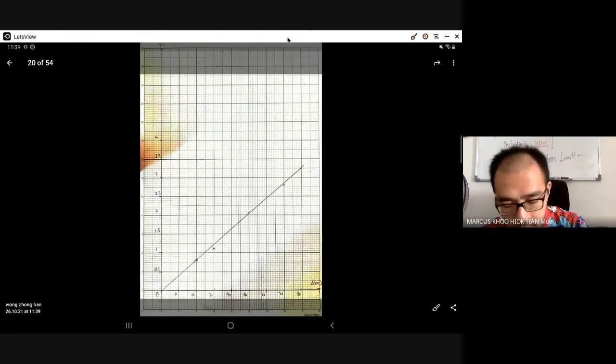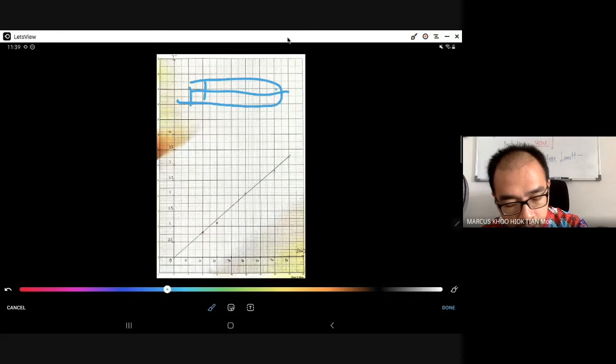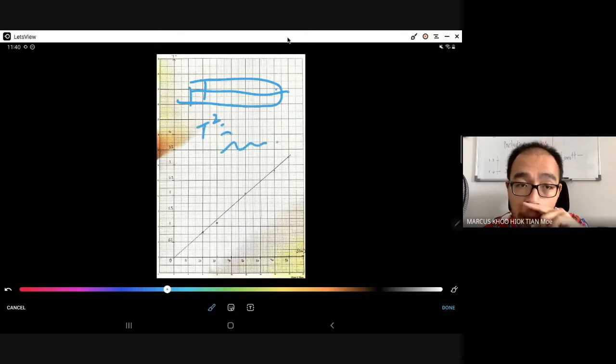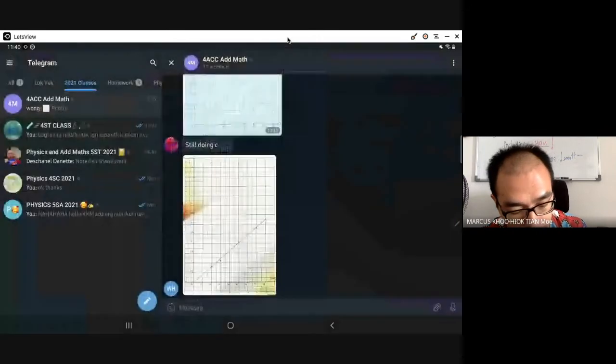But again, I don't see the table, and I don't see the equation, t squared equals to yada yada yada. So I kind of want to see that, just to make sure. But I think Zhonghan can. All right. Anybody else? Come on.